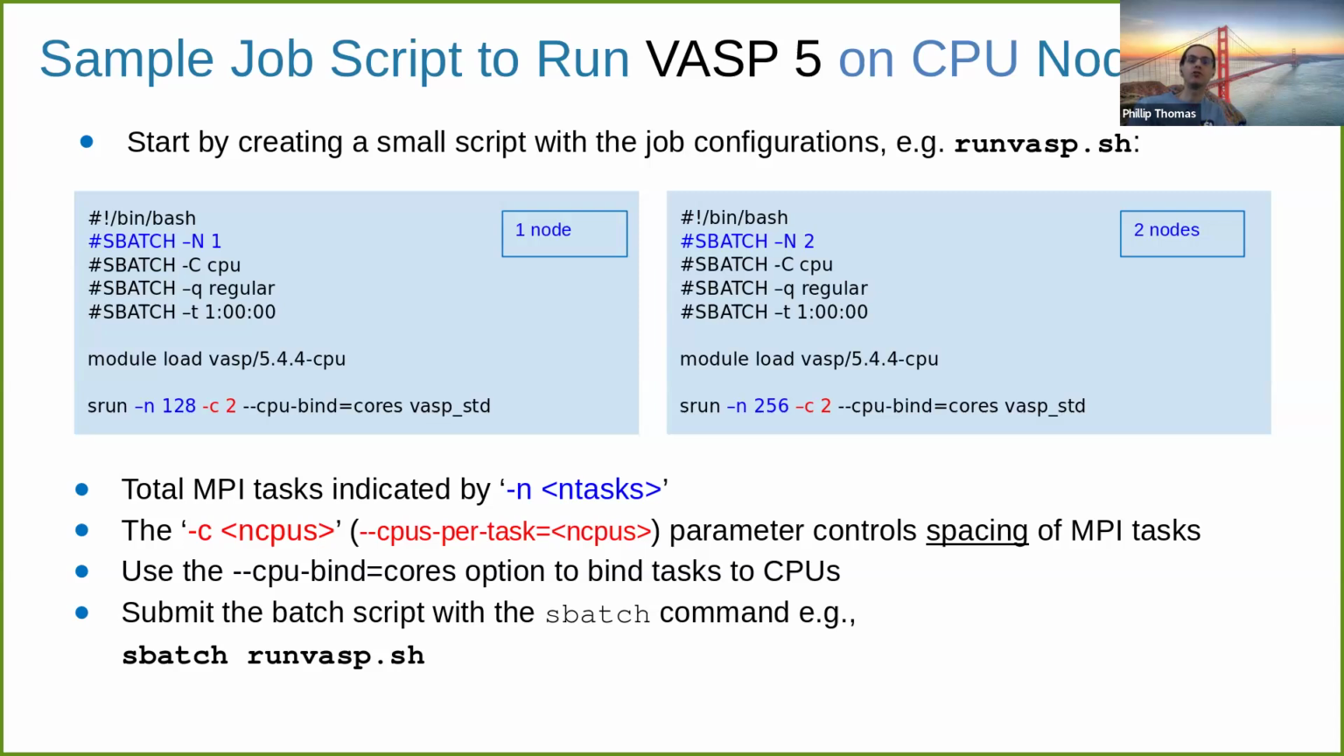If you wanted to run using 2 nodes instead of 1, then you can just double the number of nodes and then double the number of MPI processes that you are launching with. The other things to add are the cpu-bind=cores tag, which binds the MPI task to CPUs. And then once you've finished building the script, you launch this at the command line by typing sbatch run_vasp.sh, which in this case, is the script's name.